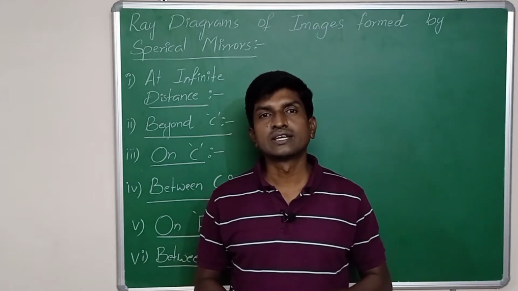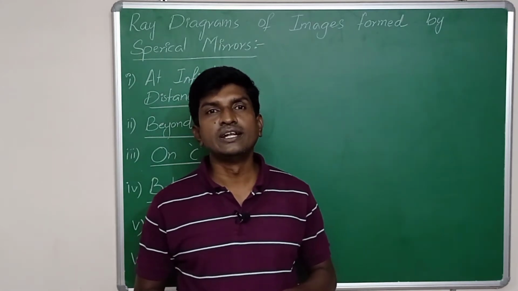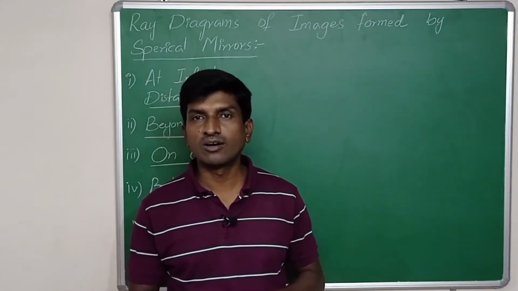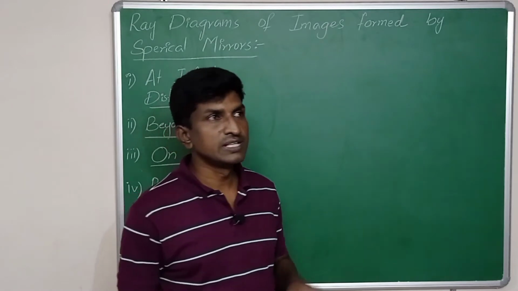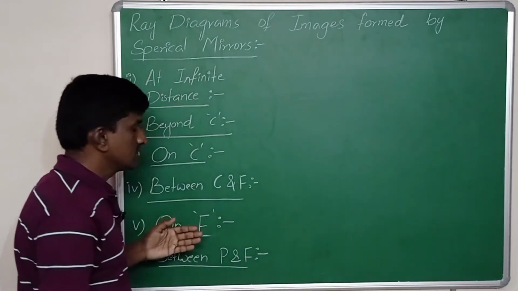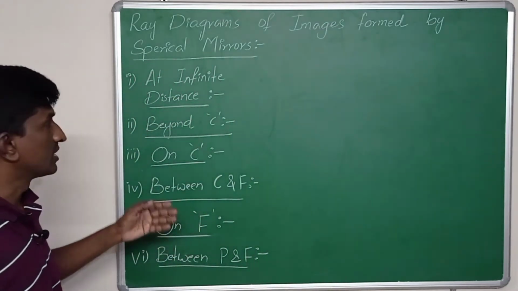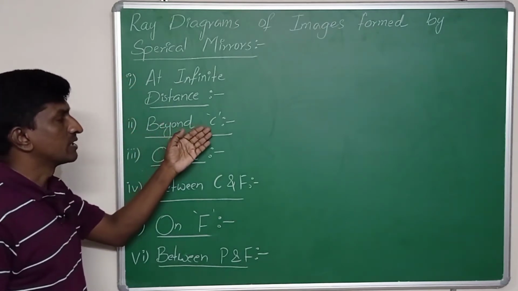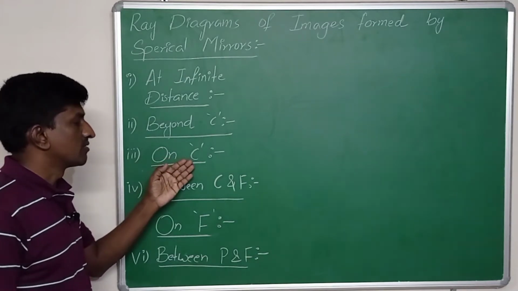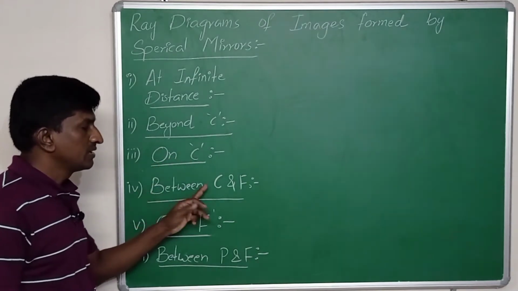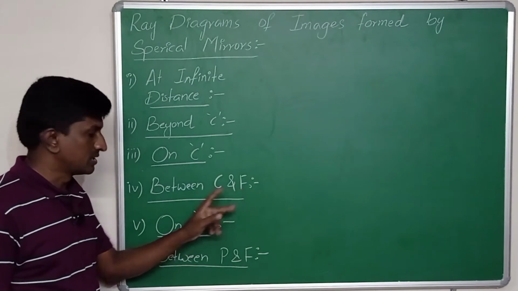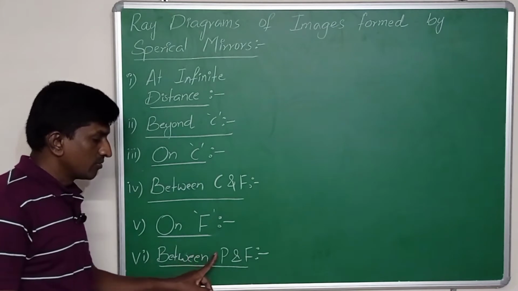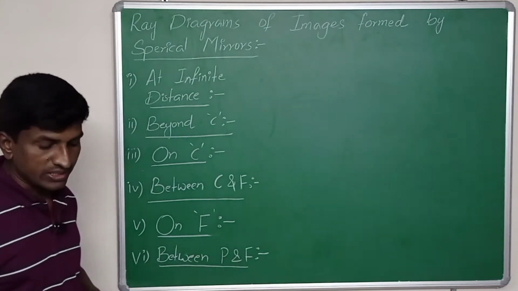We can place the object in different places in front of a concave mirror or convex mirror. These are the important positions of the object in front of a mirror: at infinite distance, beyond center of curvature, on center of curvature, between center of curvature and focal point, on F, and between pole and focal point.